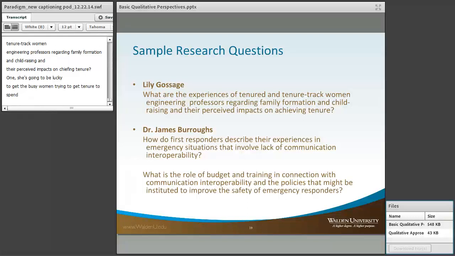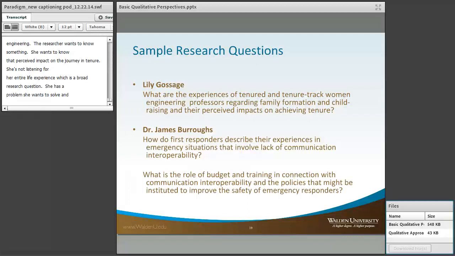We know the problem because they represent only 15% of the population of engineering professors. How can we have more women for more gender balance? But this question goes for something. The researcher wants to know something. She wants to know the perceived impact on their journey of achieving tenure. So she's not listening for their entire life experience, their lived experience, which is a very broad research question. She has a problem she wants to solve and facilitate.